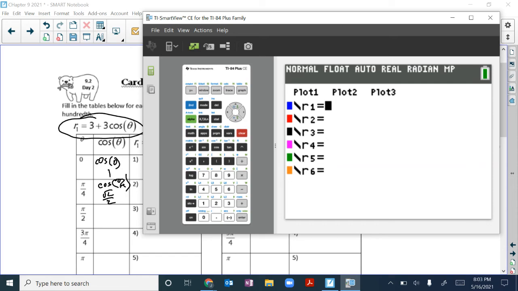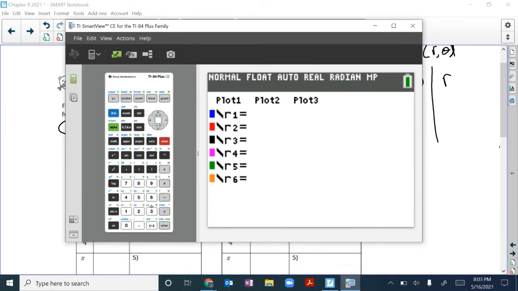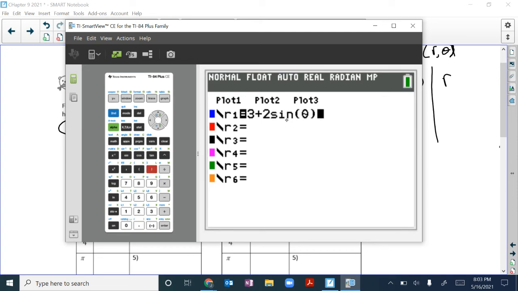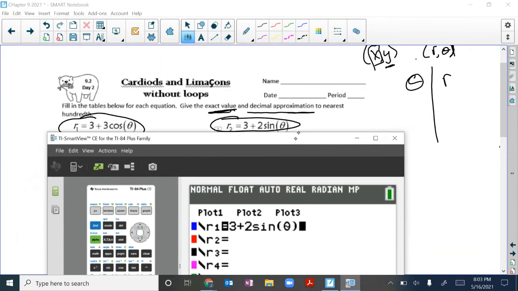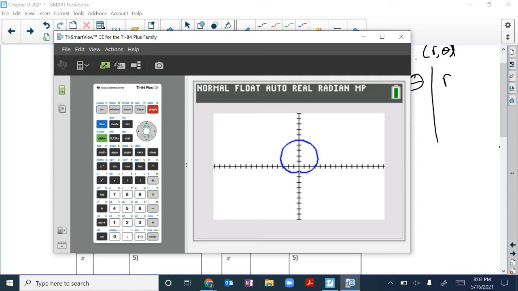Okay, and then if I want to check out the next one, 3 plus 2 sine of theta. So there you go, 3 plus 2 sine of theta. So this would be your second table, so this is for the second graph here. You hit graph, and you'll notice this one does not go to the origin, right? It kind of flattens out here. These ones kind of look like kidney beans or lima beans. I like lima beans because it's a limacon.